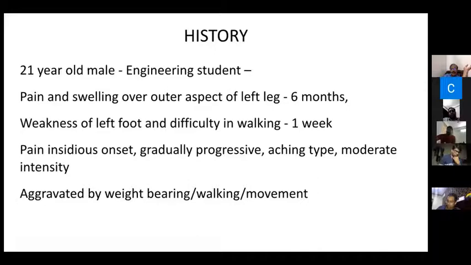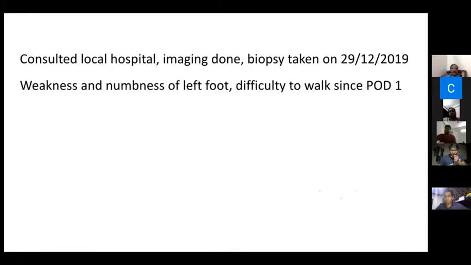Presented with pain and swelling over the outer aspect of the left leg for the past 6 months, weakness of the left foot and difficulty in walking for the past 1 week. The pain was insidious in onset and gradually progressive, an aching type of pain of moderate intensity, aggravated by weight bearing, walking, and movement. So the duration is 6 months. Okay. Next slide.